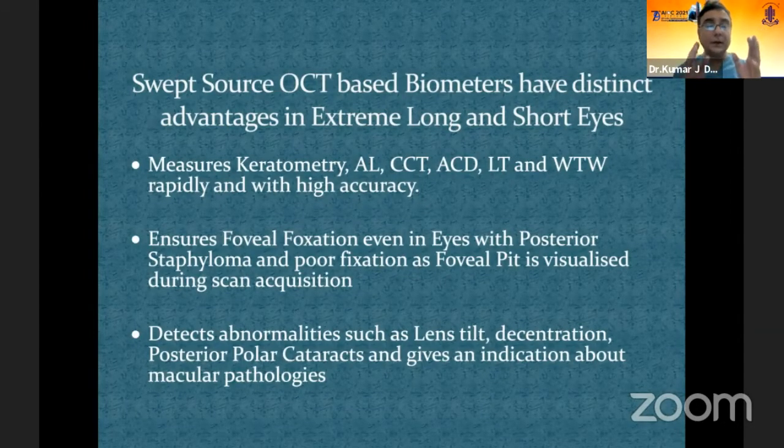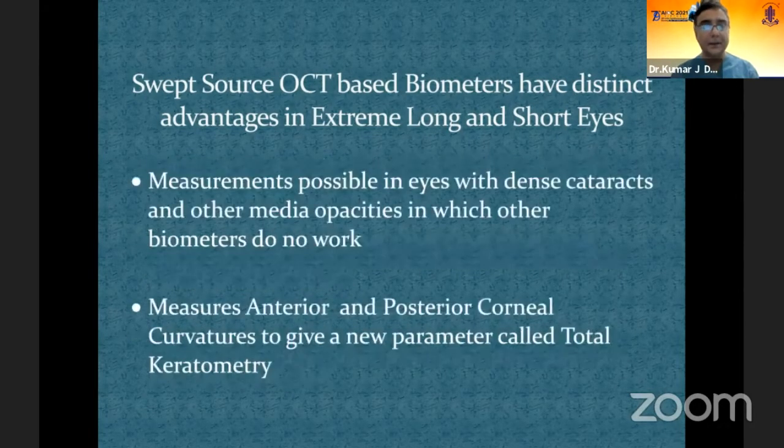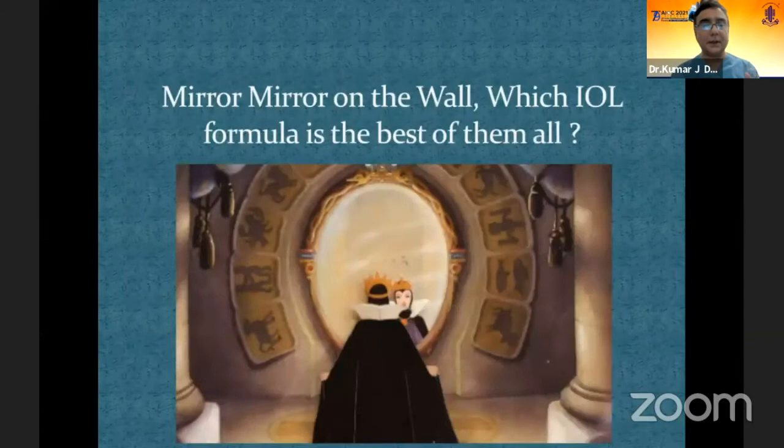Sometimes if you have a mature cataract and you have this kind of biometer, and there is a hole in the macula, it can be detected at the same time. Otherwise, this would be missed. Swept-source OCT is again the best way, as it measures anterior and posterior corneal curvature, gives you total keratometry, and also takes measurements in denser cataracts.